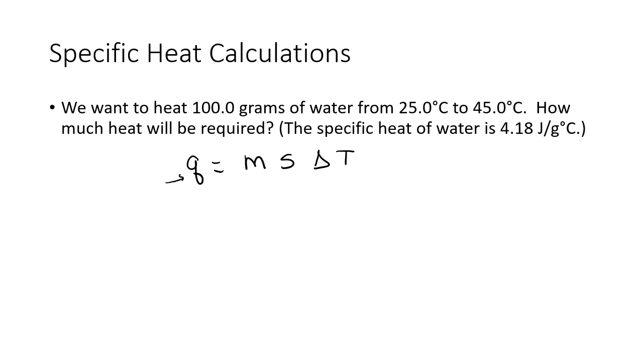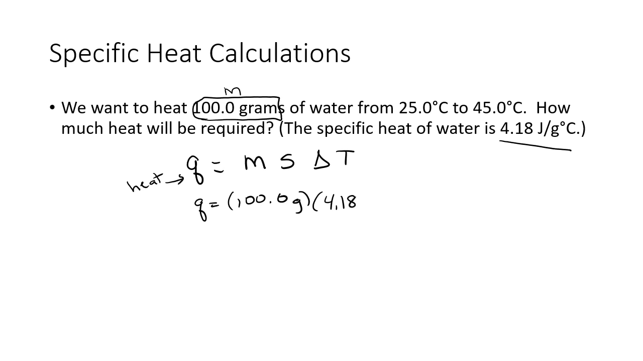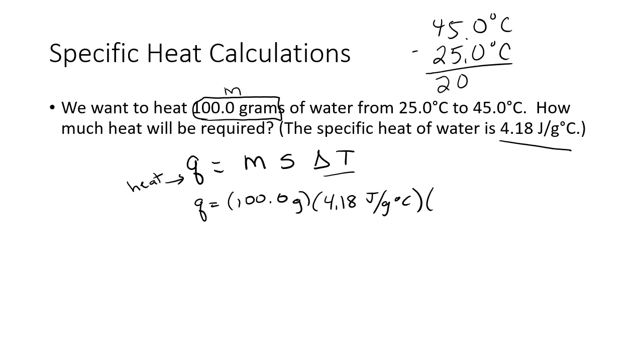So we're trying to find the heat, which is Q. So I'm going to leave that blank and say Q equals the mass. Let's identify that the mass is 100 grams. That's m. S is the specific heat, and for water, it's 4.18 joules per gram degree Celsius. And delta T is the change in temperature. So the change in temperature is going to be the final temperature of 45 degrees Celsius minus the initial temperature of 25 degrees Celsius. That would give us a value of 20 degrees Celsius as the temperature change.